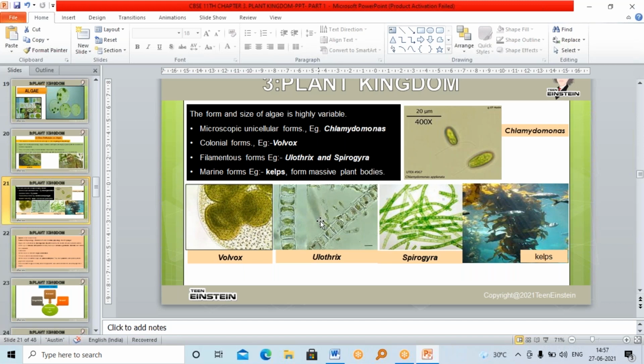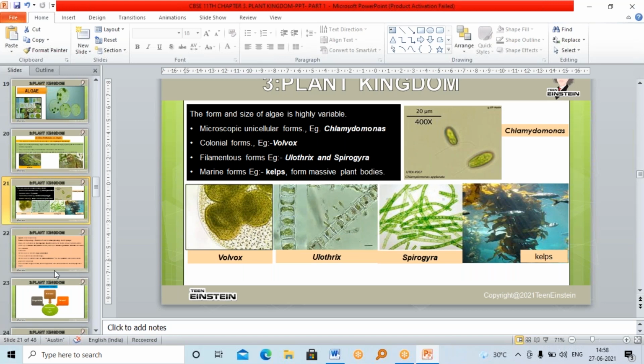Next, colonial forms. An example for colonial forms is Volvox. It forms colonies. See this one. Next, filamentous forms. Examples, Ulothrix and Spirogyra. In 11th standard, you will get this in laboratory studies. Spirogyra, the filamentous alga, you will get as a slide. In the laboratory, you will learn about Spirogyra. So, filamentous forms. Examples, Ulothrix and Spirogyra.